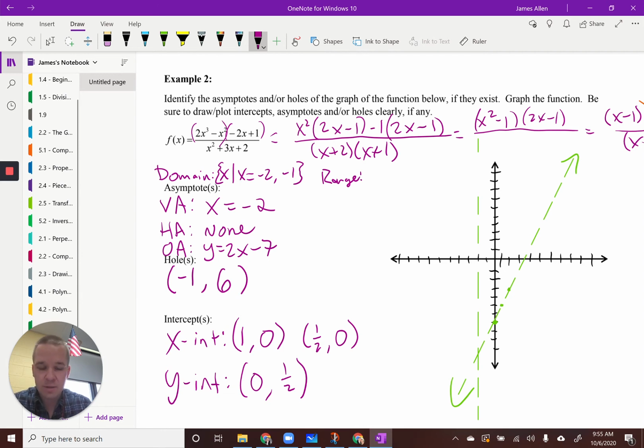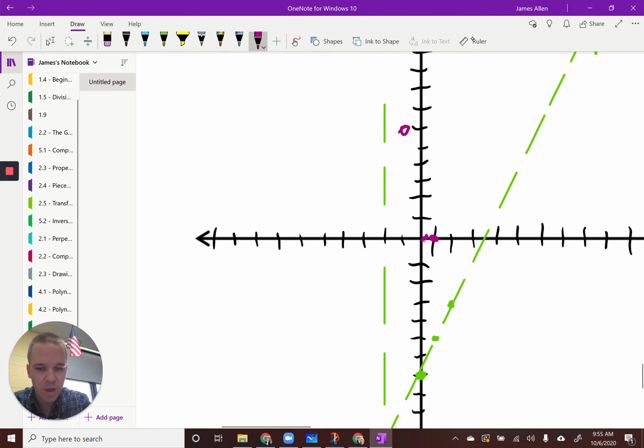So I've got my asymptotes. I have a hole at -1, 6. So 1, 2, 3, 4, 5, 6. Don't want to forget to plot that. I have an x-intercept at 1, 0 and 1/2, 0. That is really difficult to do right there. And then I'm going to zoom in actually. Why don't I do that? And then I have a y-intercept at 0, 1/2. Okay, so a whole lot crunched together right there.